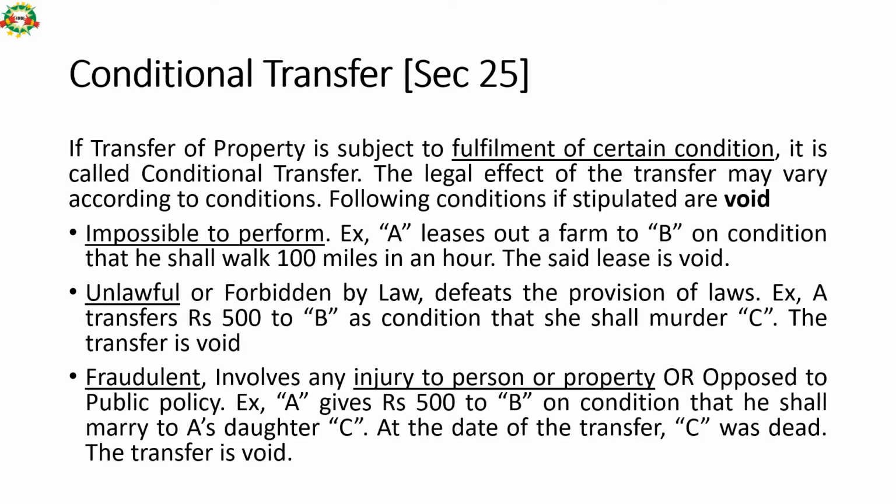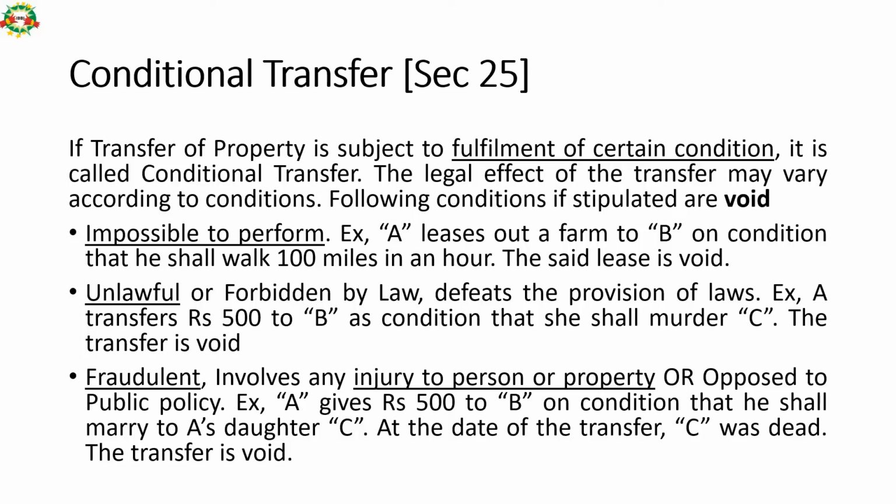Conditional transfer, Section 25. If transfer of property is subject to fulfillment of certain conditions, it is called conditional transfer. The legal effect of the transfer may vary according to conditions. The following conditions, if stipulated, are void, have no value. Impossible to perform: for example, A leases out a farm to B on a condition that he shall walk 100 miles in an hour. The said lease is void because he cannot walk 100 miles in an hour.